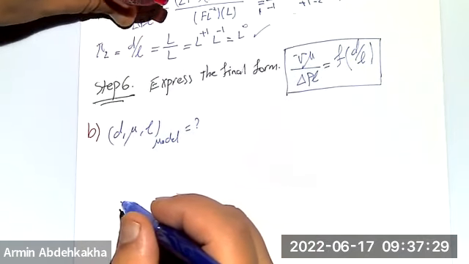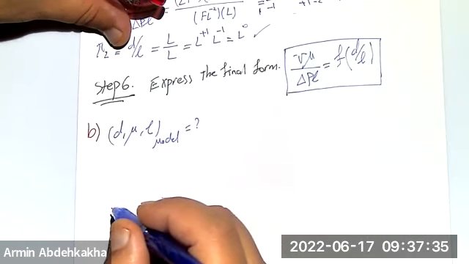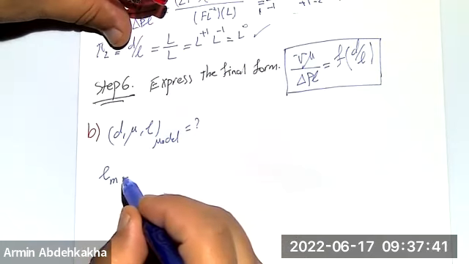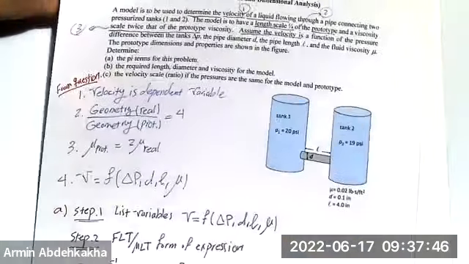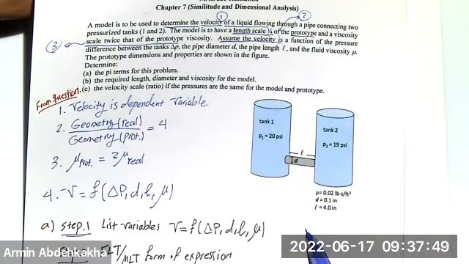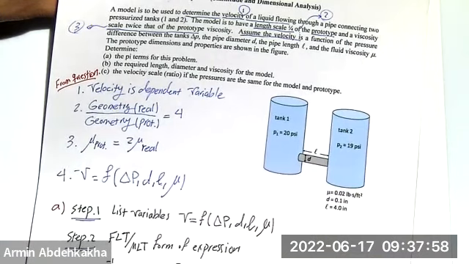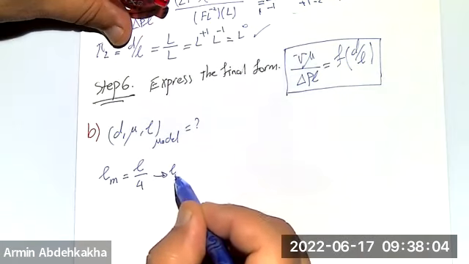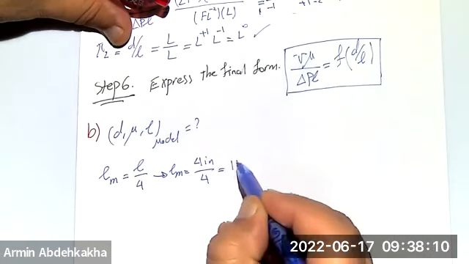So we have a geometry scale from the question: the geometry of the model is 1/4 of the geometry of the real case. So L of M, where M is model, is the real L over 4. Here you have mu, D, and L given in the question, and L is 4 inch. Then LM is 4 inch over 4, which is 1.